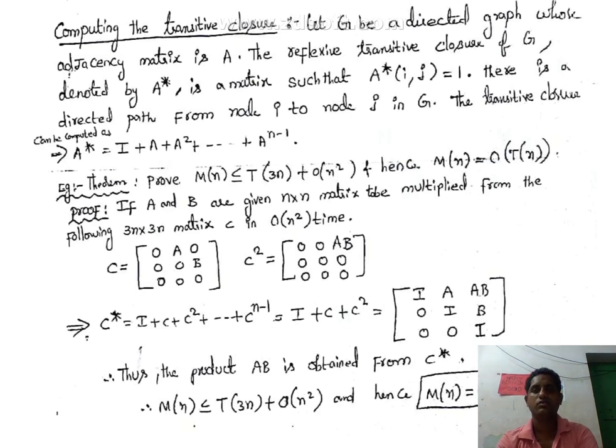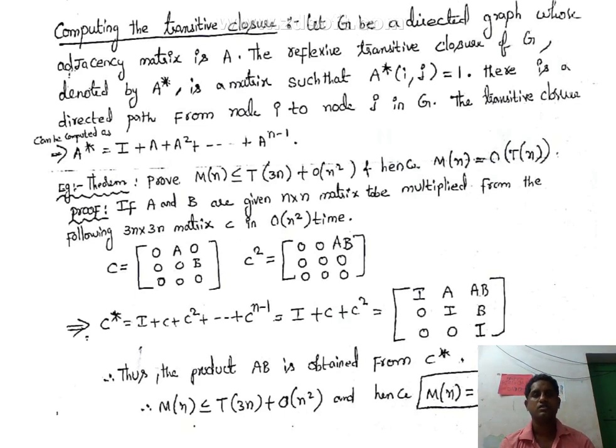Next, computing transitive closure. We have already discussed transitive closure in discrete mathematics. Now, how to compute the transitive closure is simple. Let G be a directed graph whose adjacency matrix is A. Then the reflexive transitive closure of G, denoted by A star, is a matrix such that A star of i comma j equals 1 if there is a directed path from node i to node j in G.